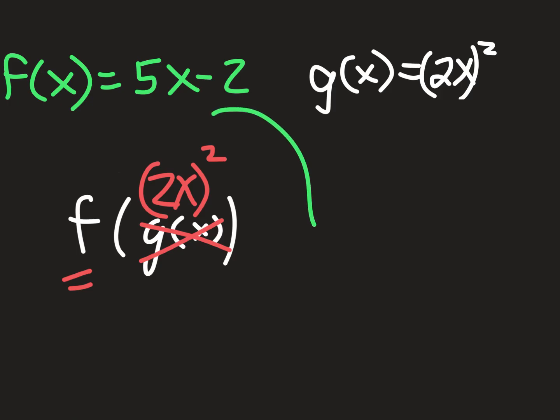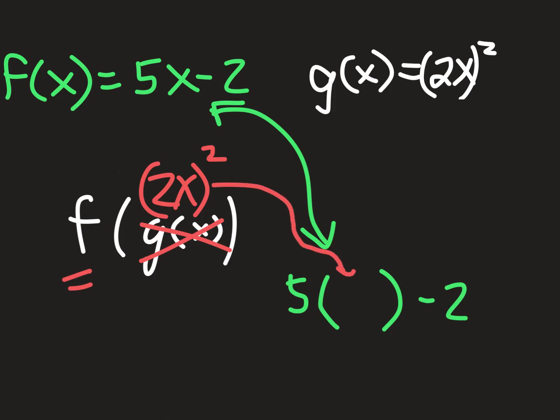So I'm going to take this, bring it down here, 5, and instead of the x, I'm going to put a parentheses for now, just to start with. Now that's the same thing with the x removed, and there's a parentheses, which makes room for this: 2x quantity squared.